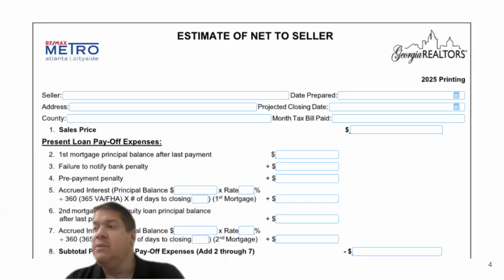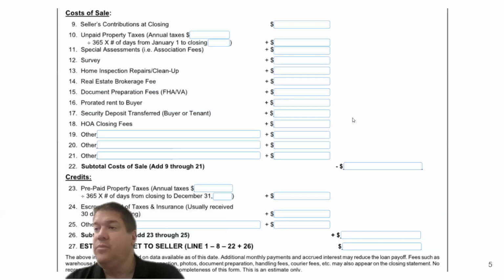Some of the important things they get to pay attention to up here are the projected closing date and the month the tax bill is paid, because that makes a difference. Then the cost of the sale, any contribution to closing, the unpaid property tax, the brokerage fees, all that kind of stuff. And then of course credits, and that gives them their estimate. But I would let them fill this out. This is not one that I would do for them. Any questions on this form?